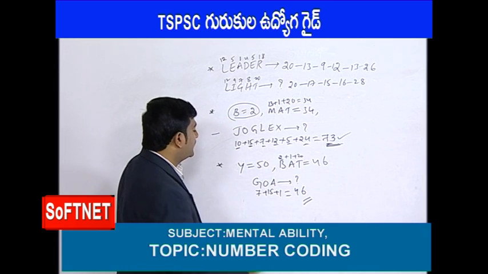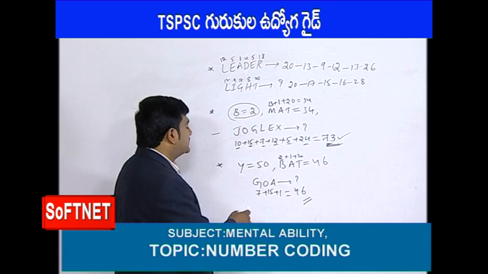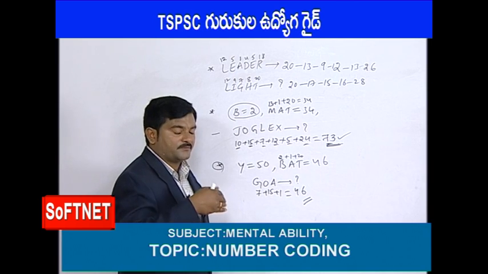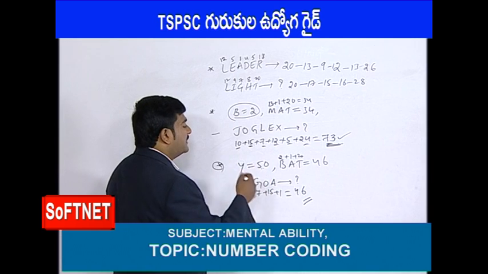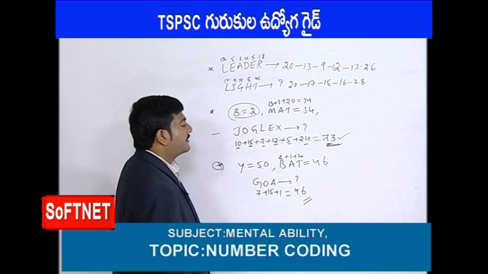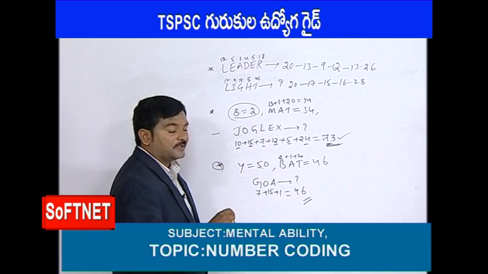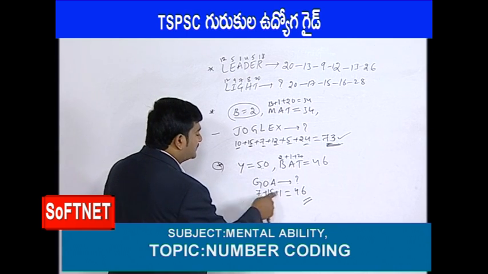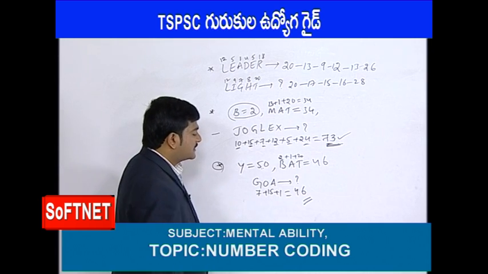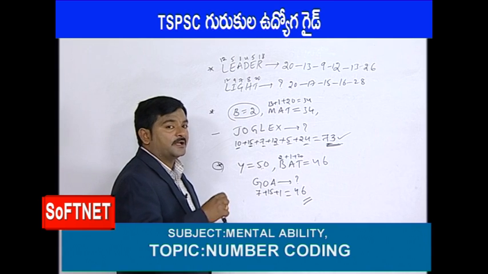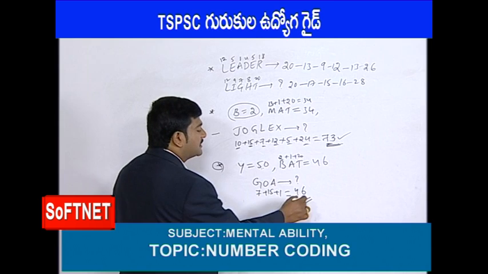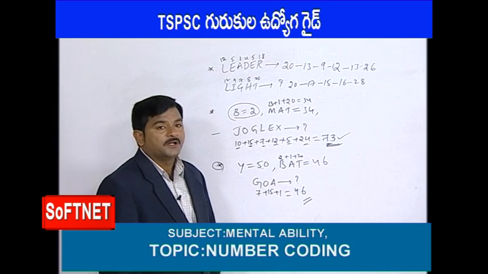Okay. And finally, what is the concept involved in this example? Usually Y means 25, but Y means how much here? 50. He doubled that. Similarly, BAT means I am getting only 23. He doubled that, 46. When I am adding these three, what does it mean? 7, 15, 1. Again I am getting 23. If I doubled that, how much I am getting? 46. Hence, answer for this third one is 46. I hope you understood these examples.